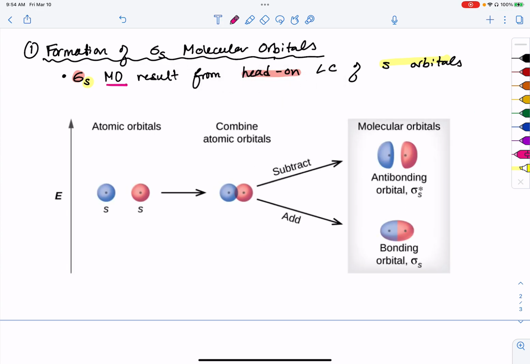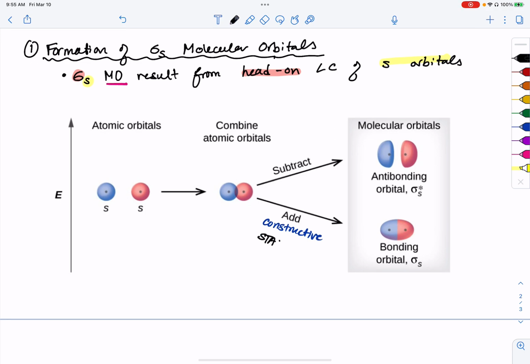Okay, so here I have a depiction of the two different atomic orbital combinations that could result from s orbitals being combined. Notice here we have the subtraction and the addition. So the addition is our constructive, and this is ultimately something that is stabilizing. And we're looking also at the subtractive or the destructive, which is less stable.